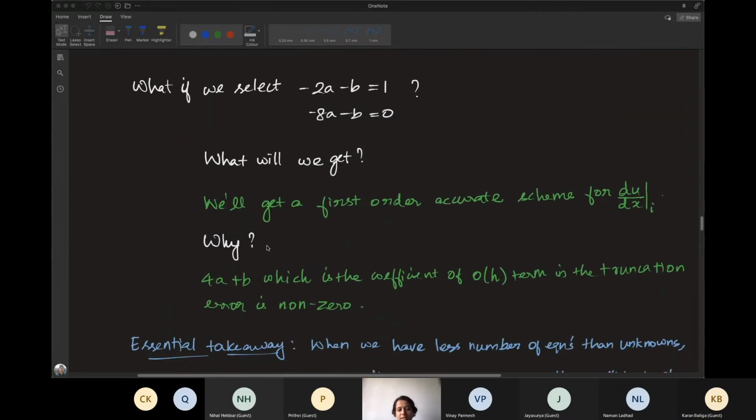So the reason is that we have only satisfied these two, but when we satisfy these two, it doesn't mean that we satisfy this. That is, 4a plus b won't be equal to 0. So that will contribute to the order h term, and that will anyways be there. So the scheme will only be first order accurate.